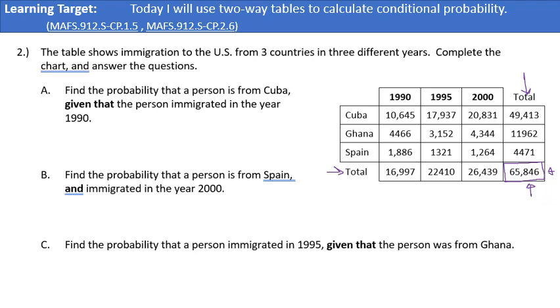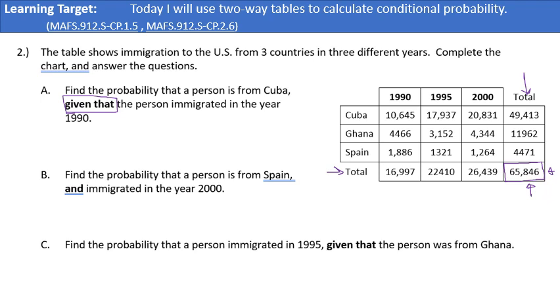All right, this table shows immigration to the United States from 3 countries in 3 different years. Complete the chart and answer the question. How many total people immigrated to the United States from these 3 countries in these 3 years? 65,846. All right, now let's look at A. Find the probability that a person is from Cuba given that the person immigrated in the year 1990.